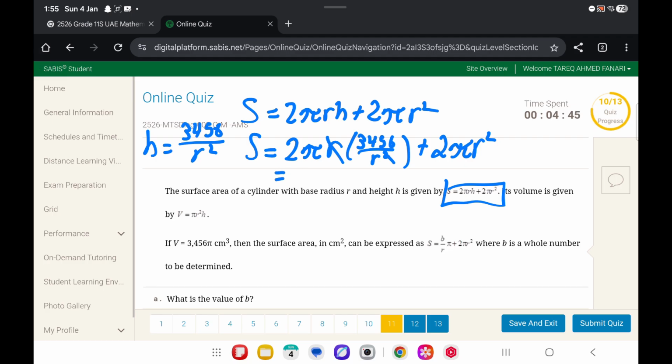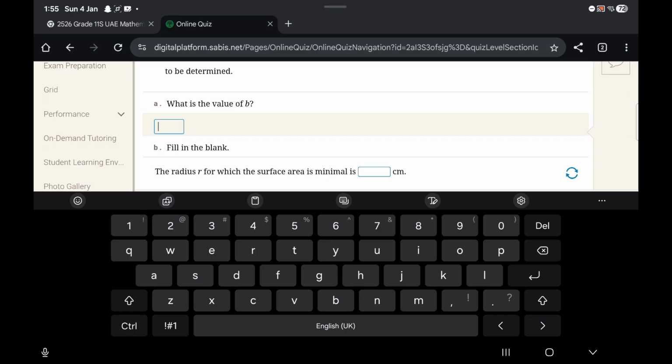To find B now, it's B over r pi. So 3456 times 2, 6912. 6912 over r pi, and that plus 2 pi r squared. And that means my B is equal to 6912. And that is the first answer, I believe. Okay. Now, the next question is not that bad. So let's just put in 6912.